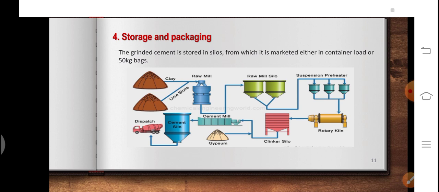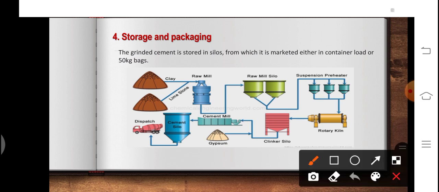So here in this slide you can see the overall manufacturing of Portland cement. This is the schematic diagram. So what is done here? Let us summarize this process. In the first step you can see calcareous and argillaceous materials. They are the raw material. They are first stored in a tank or in a silo. Then they are heated, ground, and then burned in a rotary kiln.